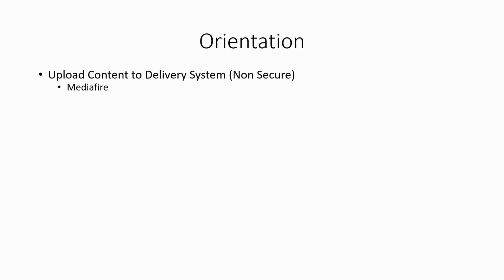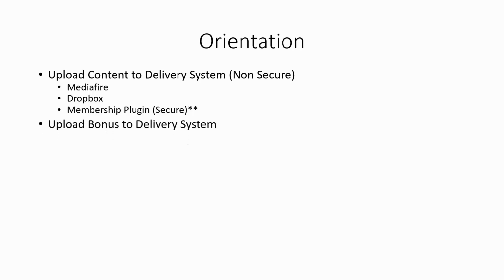you can use a site like Mediafire or Dropbox. These are non-secure on the one hand, but on the other hand, they will deliver your file in a good enough manner. Now, if you do want to secure the content on the page, you can use a membership plugin like Wishlist Member. So let's talk about that for a little bit, because it's going to be the same process you use in order to upload a bonus to your delivery system.